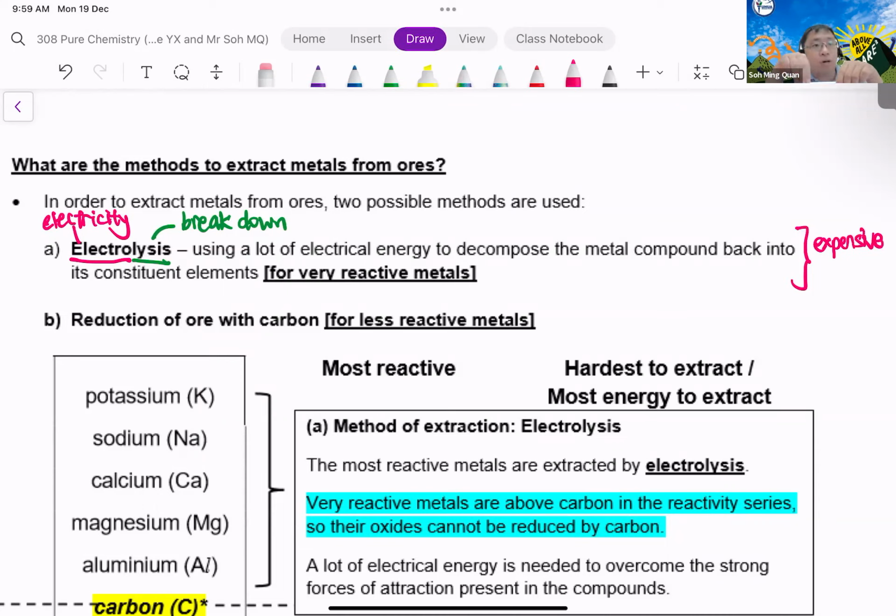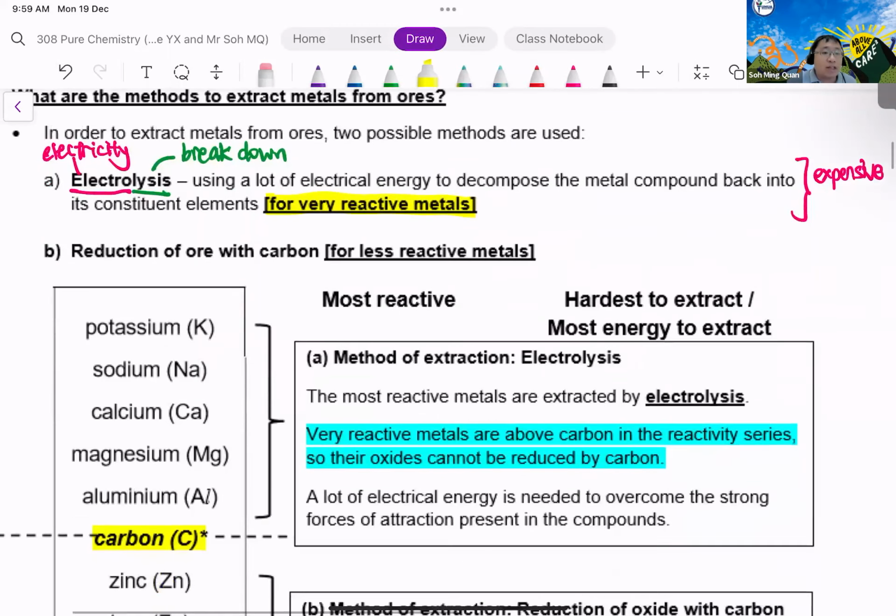So when do we use electrolysis? We use electrolysis only to extract very reactive metals. So the most reactive metals like potassium, sodium, calcium, magnesium, these metals are extracted exclusively using electrolysis. You cannot use any other method to extract potassium, sodium, calcium, and magnesium, as well as aluminium. Okay? So even though it's expensive, we still use electrolysis to extract sodium and so on.